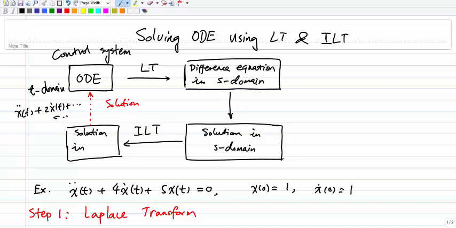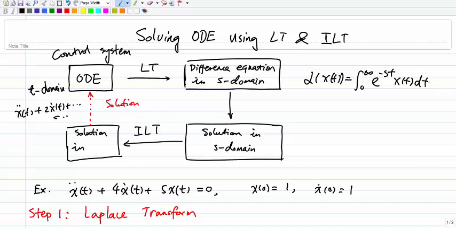By using the Laplace transform, as I mentioned in the previous videos, you can transfer the time domain into the s domain. So what you can do is L of x(t), which is given by the integral from 0 to infinity of e to the minus st times x(t) dt. So that's the Laplace transform.